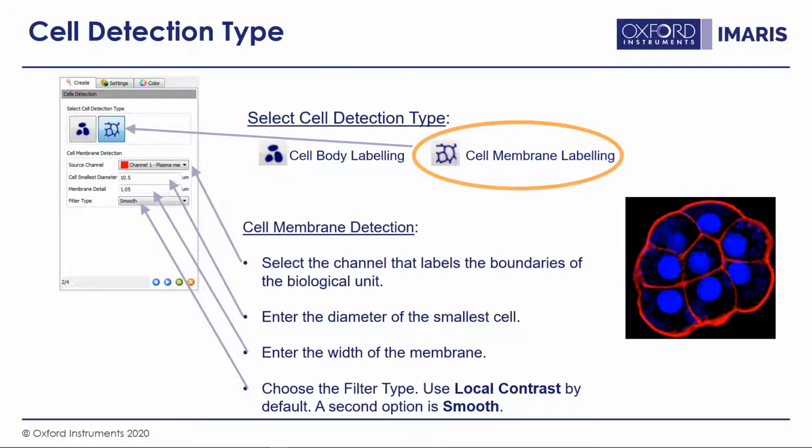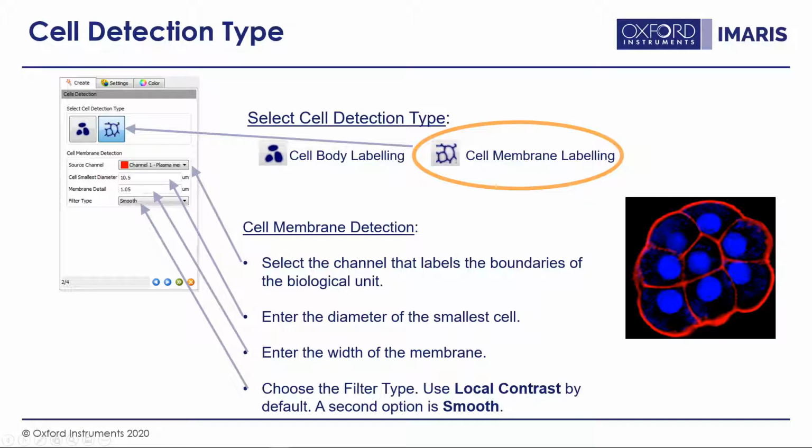It can be anything that resembles this kind of structure. In the cell wizard detection, this lecture starts on this step where we are deciding between the labeling of the cell body or staining of the cell membrane. We have different parameters which are important for the detection. First of them, the source channel.